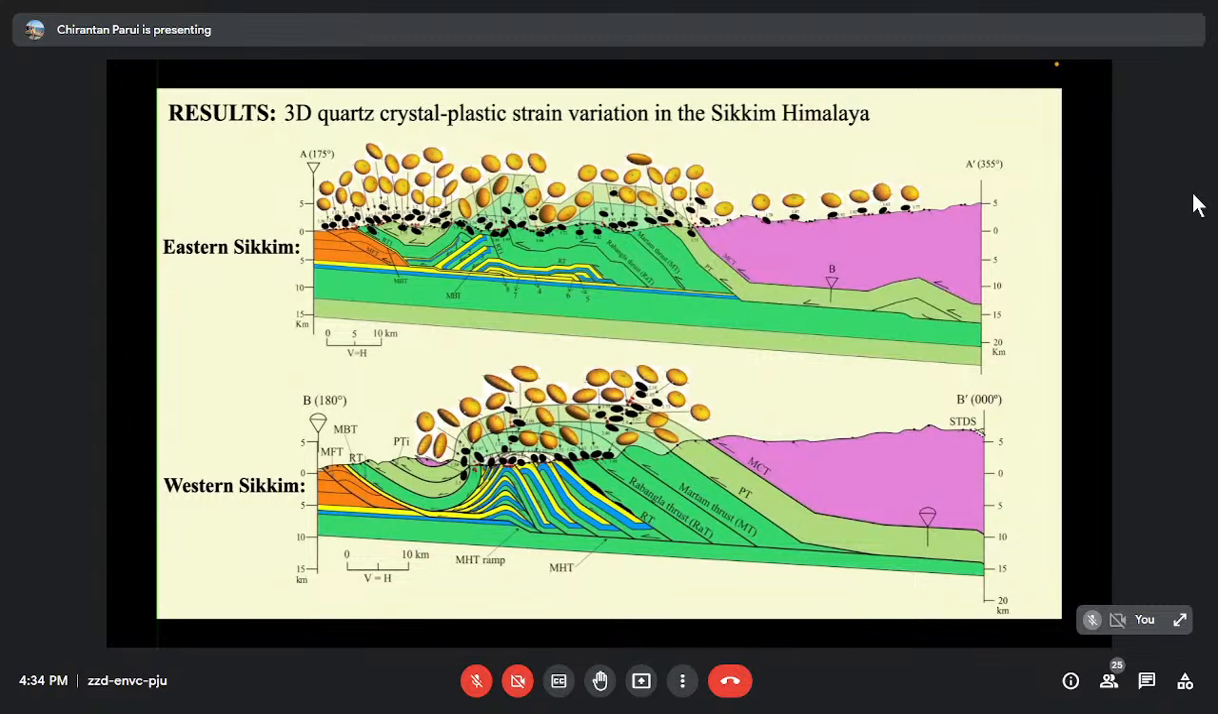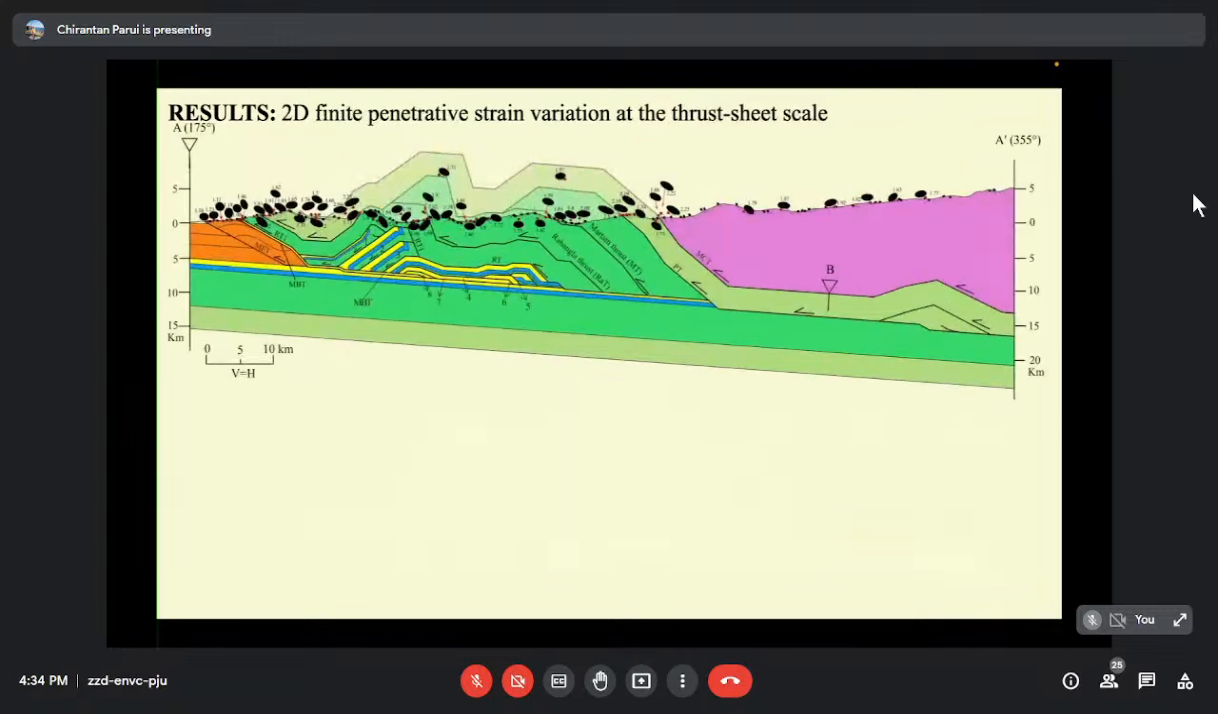To comprehensively understand the strain ellipsoid geometry, I have also studied the 3D strain ellipsoids. So I have projected all the strain ellipsoids on the two cross sections, and from the geometry we can see that the XY planes of the strain ellipsoids are subparallel to the tectonic foliation orientations, and they are also folded along with the thrust sheets, indicating that they have formed before thrusting.